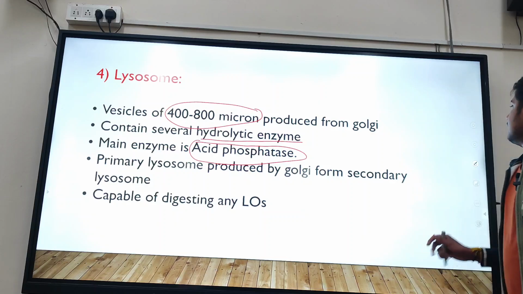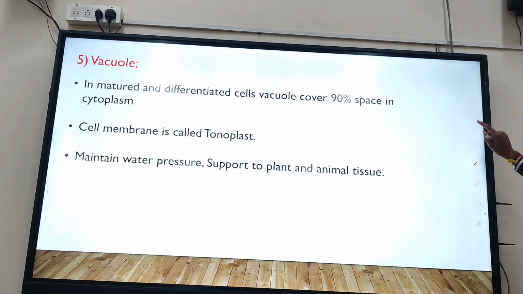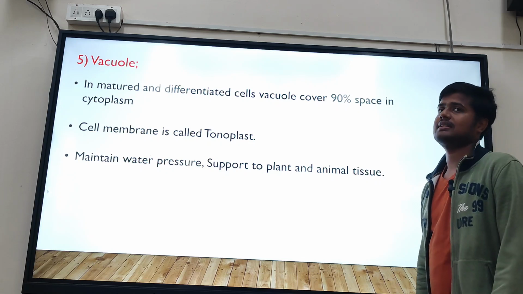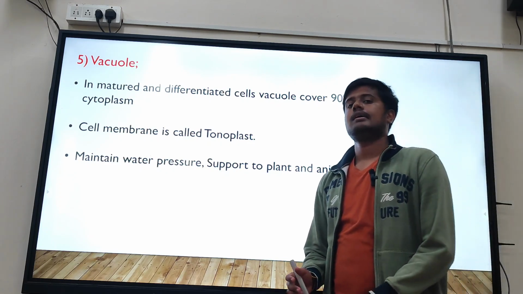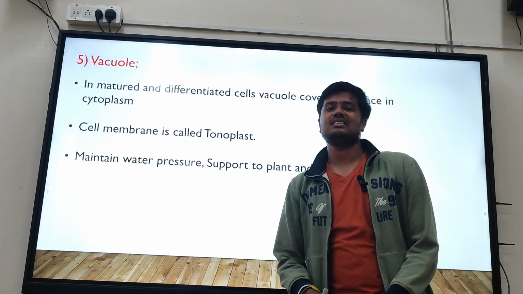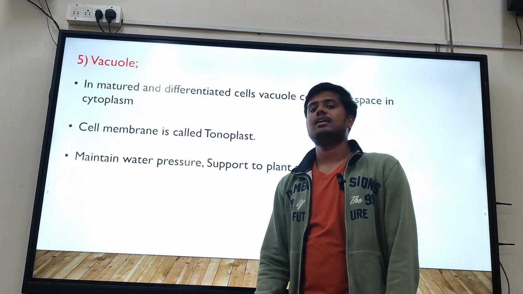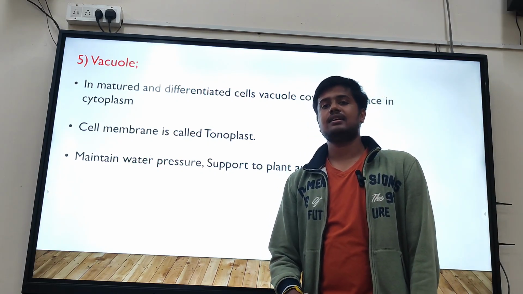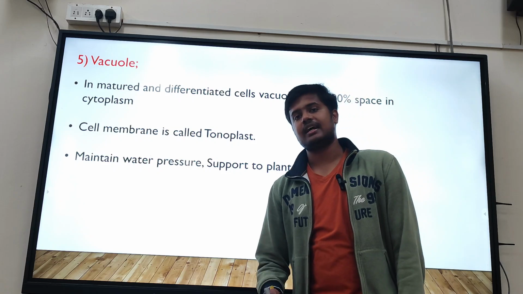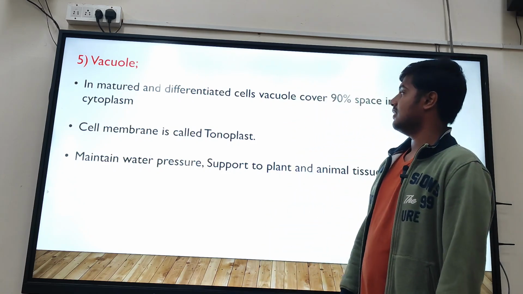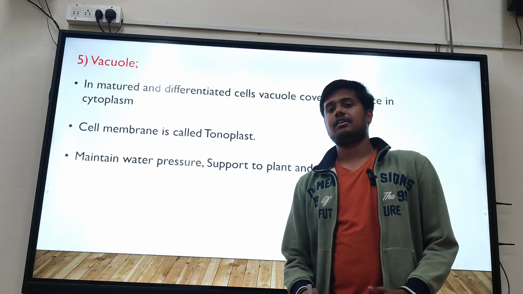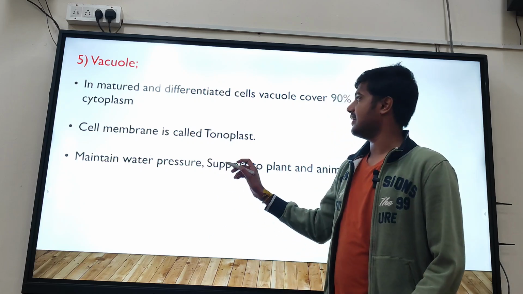Okay. Let's move on to the next organelle, that is vacuole. Vacuole is present in both animal cells and plant cells. As we discussed, in animal cells it is small and multiple. In plant cells it is large and single. Here you know the membrane of the vacuole is called tonoplast.